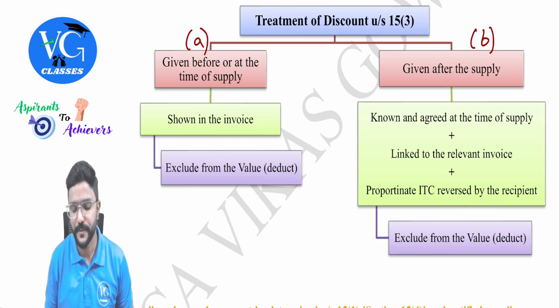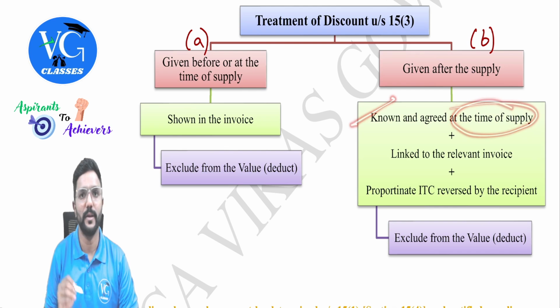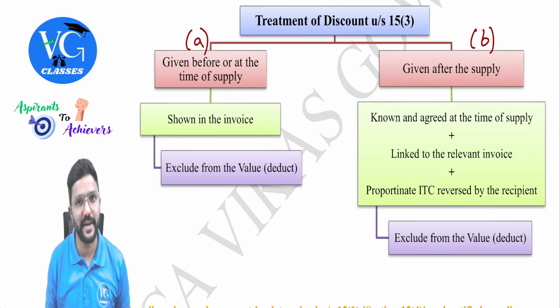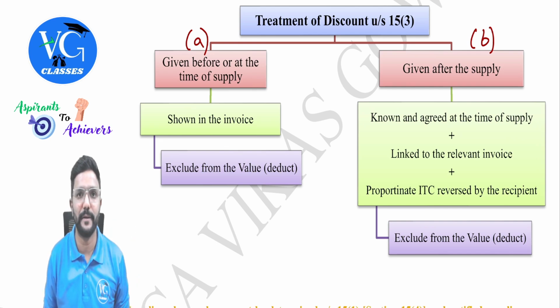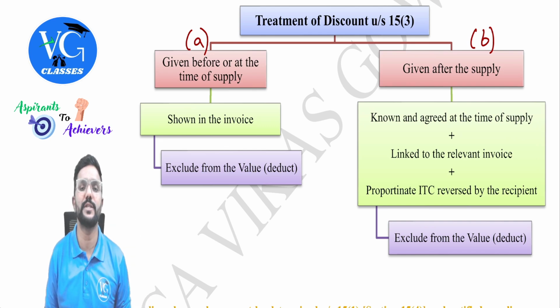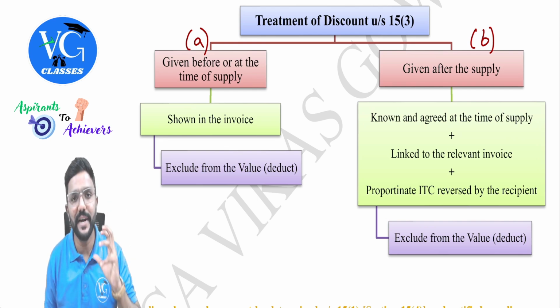So what are the three conditions? The discount is given after the supply, but it was known and agreed at the time of supply. Okay, it was already agreed between the supplier and recipient. The supplier had told the recipient, if you purchase 10 lakh worth of goods during the year totally, I will give you a discount of 10%. Or else, if you purchase more than 10,000 kgs of goods, I will give you a discount. That is what the supplier has offered. So was it already agreed?